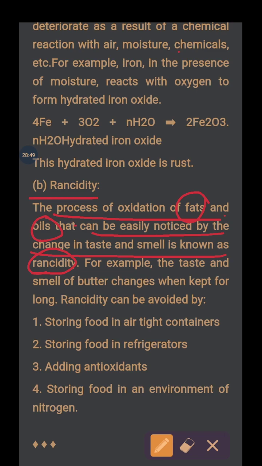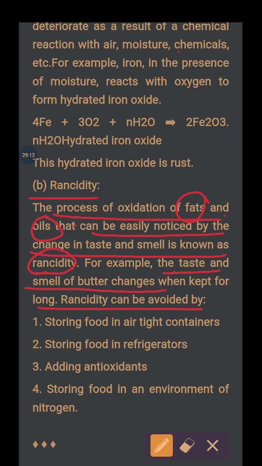Generally, if you keep bread and all that for 2 or 3 more days, then it becomes sour and smelly, and you can't eat it. And if you eat it, you get ill. So this is called rancidity. For example, the taste and smell of butter change when kept for a long time.